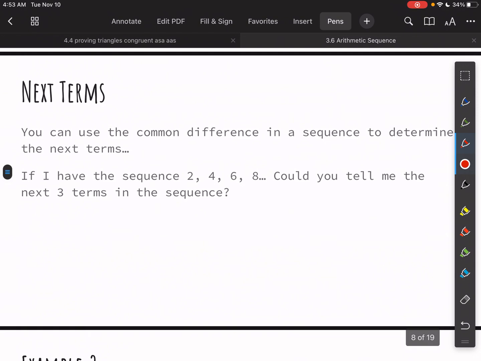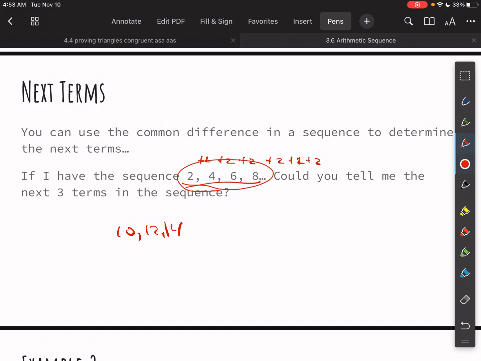You can use the common difference in a sequence to determine the next terms. So for instance, if you have this sequence 2, 4, 6, 8, I ask you, could you tell me the next 3 terms in the sequence? Well, most people would just continue to count by 2's, which would be correct, right? So if we're adding 2 each time, we could just add 2 3 more times. So in this case, we would get 10, 12, 14.